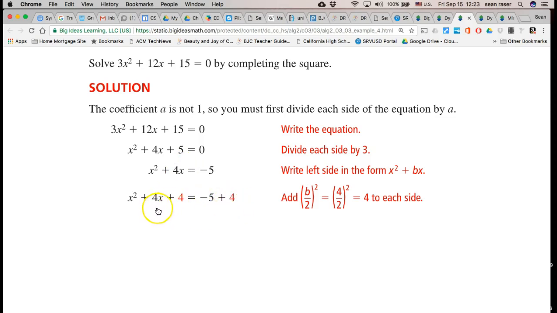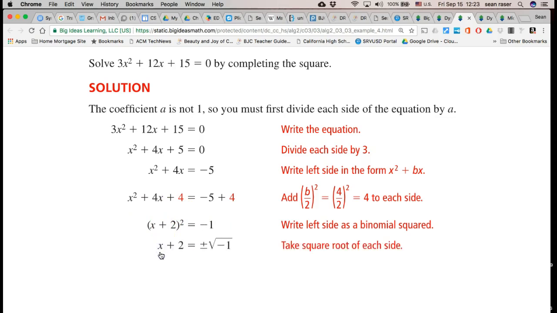Now we can factor our left-hand side. It turns into x plus 2 squared. Negative 5 plus 4 is just negative 1. Now we can take the square root of both sides. We get x plus 2 equals plus or minus root negative 1, and then we subtract 2 from both sides, and we get negative 2 plus or minus root negative 1. And remember, root negative 1 is just equal to i.